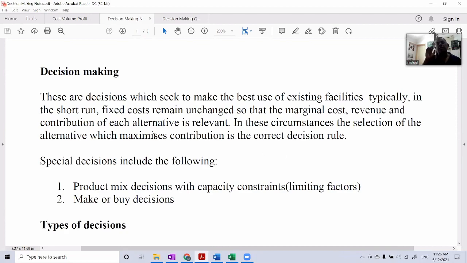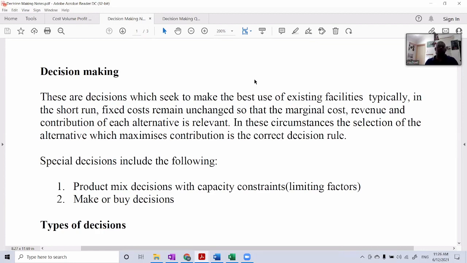Focus is on maximizing contribution. Why? Because in that short period of time, all your fixed costs will be constant. Correct? So because fixed cost is constant and unchanging, remember relevant range, the decision will be based on which option maximizes contribution. Can you follow?